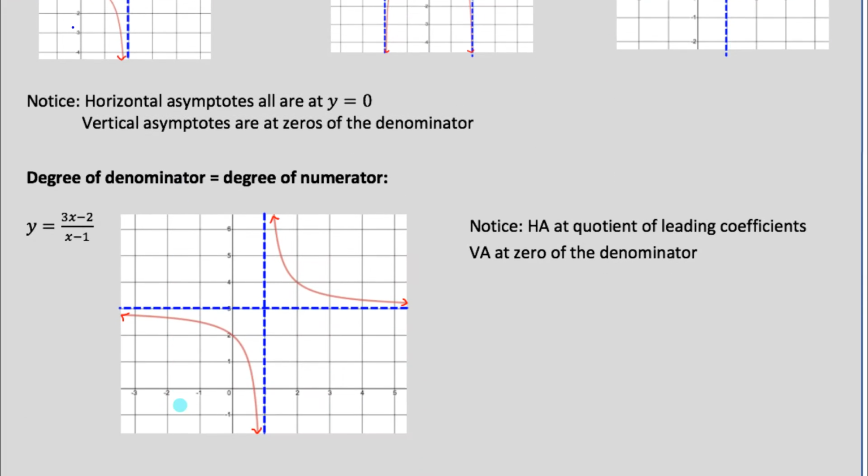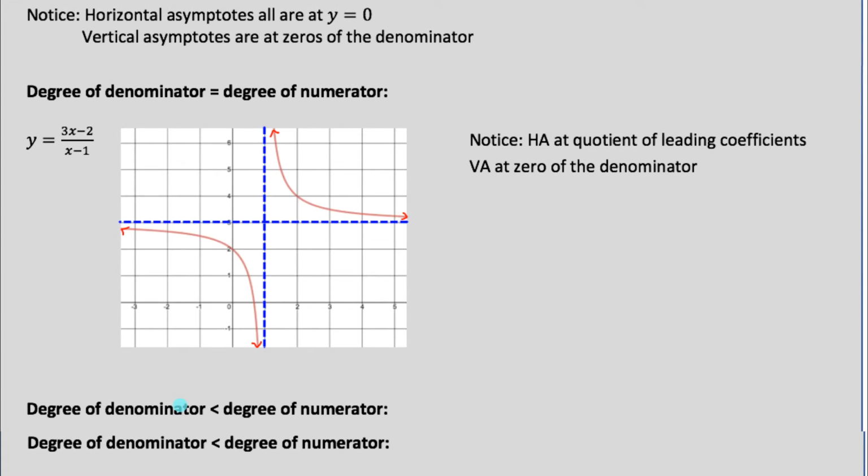Okay, what if the degree of the numerator and denominator are the same? Where's the horizontal asymptote now? In fact, the horizontal asymptote is going to be at the quotient of the leading coefficients in this scenario. The leading coefficient of the numerator is 3, of the denominator is 1. If we do 3 divided by 1, we get 3. Notice that's exactly where the horizontal asymptote is at, y equals 3. And we'll talk about why that is when we do asymptotes based on limits in a bit.